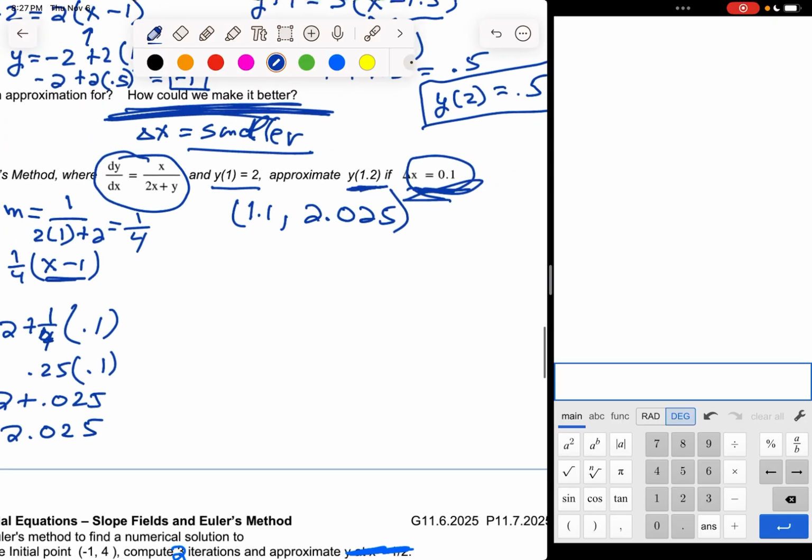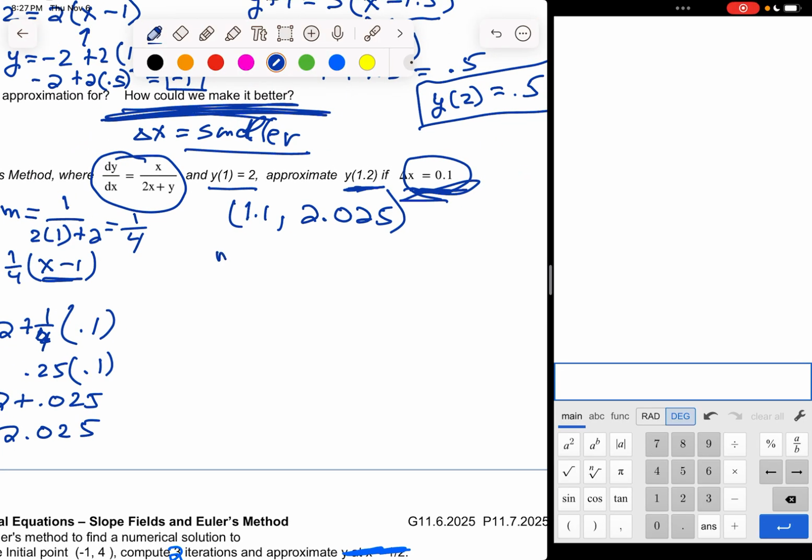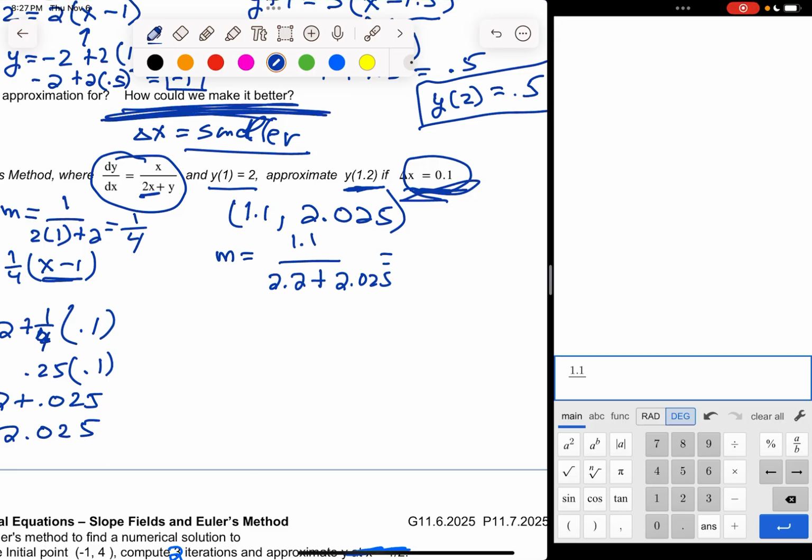Now we've got to compute our new slope, and this one gets messy. My slope up top is going to be 1.1. On the bottom is going to be 2 times 1.1, or 2.2, plus our 2.025. So I'm going to type 1.1 divided by parentheses 2.2 plus 2.025. My slope is 0.2604. I'll go one more decimal for giggles.